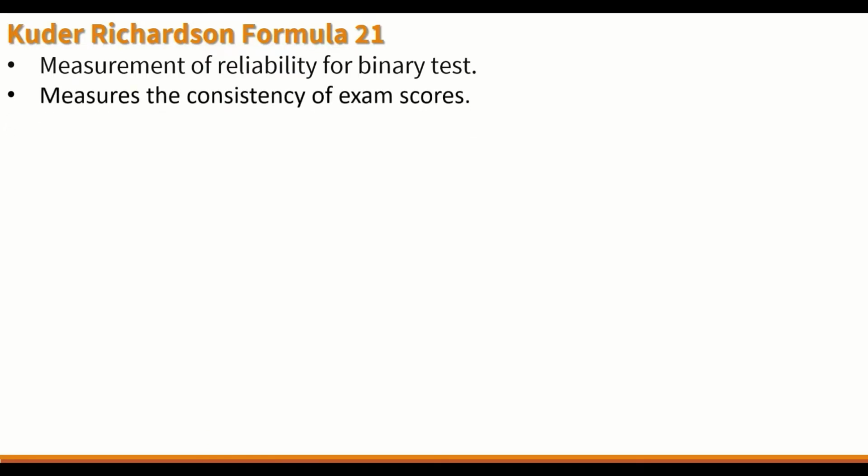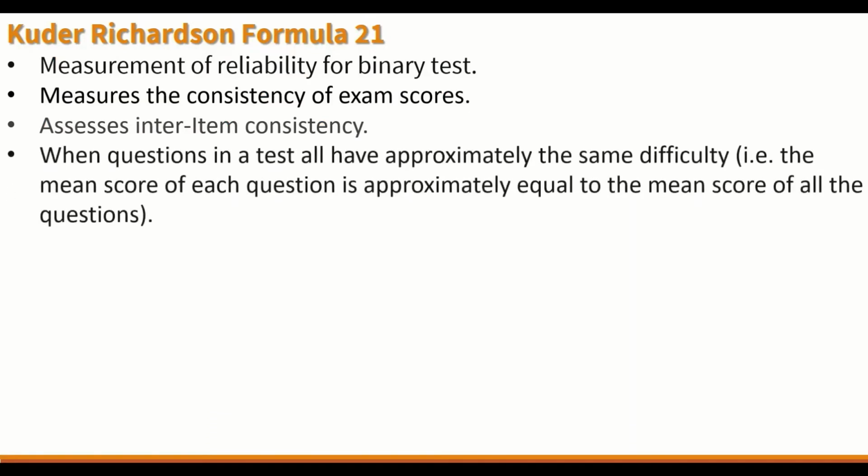So the KR21 measures the consistency of exam scores. The formula assesses the inter-item consistency, and the Kuder-Richardson Formula 21 is used instead of the KR20 when the questions in a test all have approximately the same difficulty, i.e. the mean score of each question is approximately equal to the mean score of all the questions.